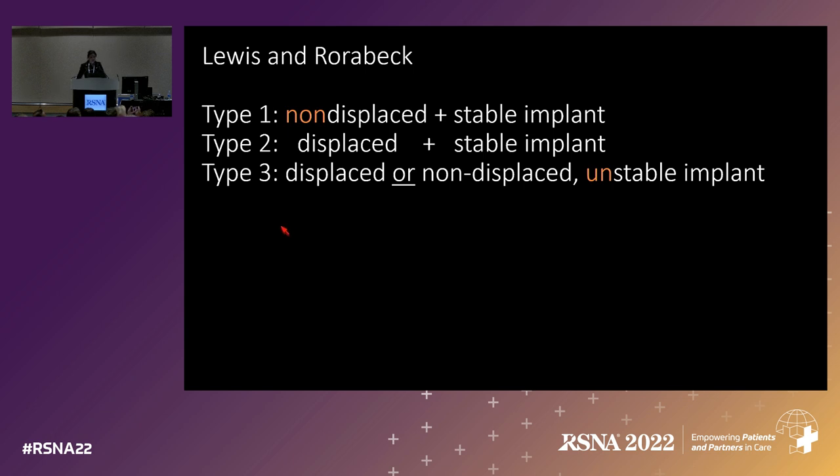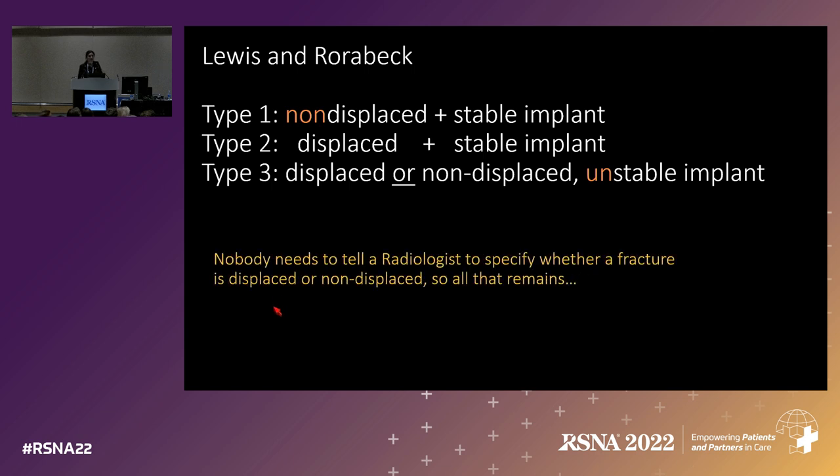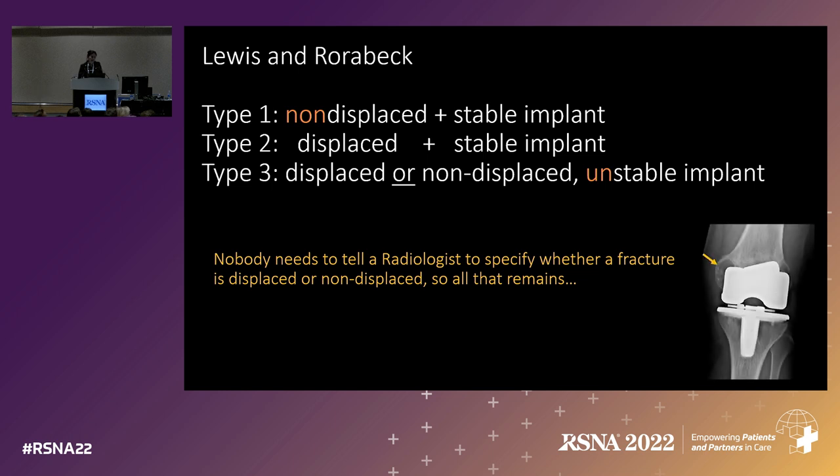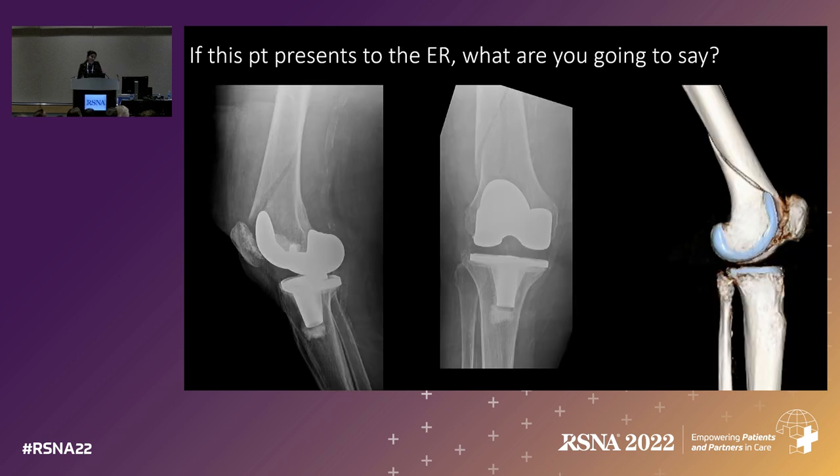This is the most commonly used classification system, but I actually don't have it on here so you can memorize it. This is really basic stuff. All it tells them is whether the fracture is displaced or non-displaced. Nobody needs to tell a radiologist that we need to describe in our report whether a fracture is displaced or non-displaced, right? The only other component is whether the implant is stable or unstable. So basically what they want you to tell them is whether the bone up against the arthroplasty crumbled, or does it look pretty much intact? And of course, you can also have an unstable arthroplasty because of something pre-existing, if you had a bunch of lucency around it.